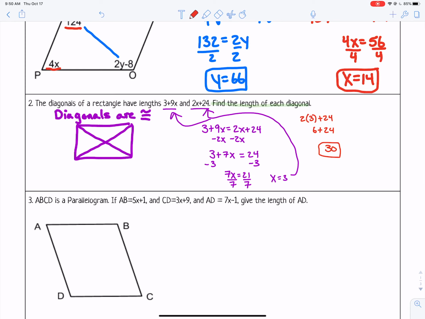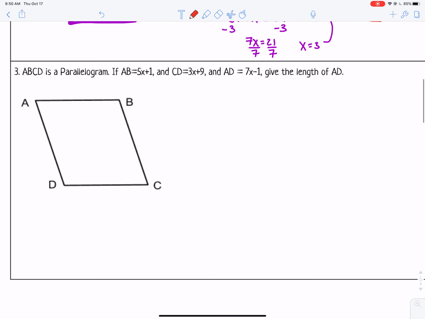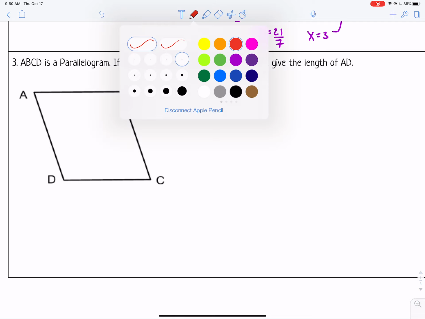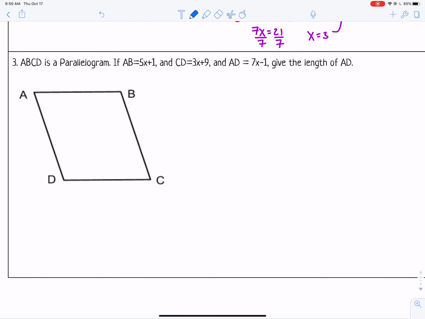All right, let's take a look at number 3. It says ABCD is a parallelogram. If AB equals 5x plus 1, CD equals 3x plus 9, and AD equals 7x minus 1. Find the length of AD. So I noticed they have not labeled the picture, so I'm going to go ahead and do that. AB is 5x plus 1. CD is 3x plus 9. And AD is 7x minus 1.